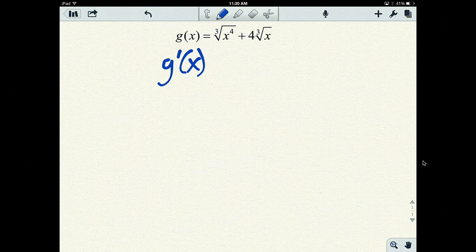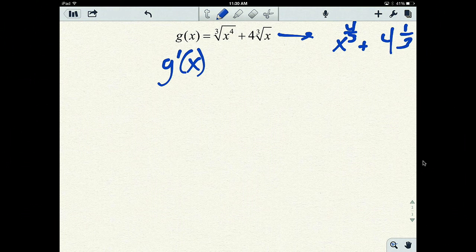And if I take the derivative, you'll notice that these are square root problems. So this one means the exact same thing as x to the 4/3. This one on the right means the exact same thing as x to the 1/3.